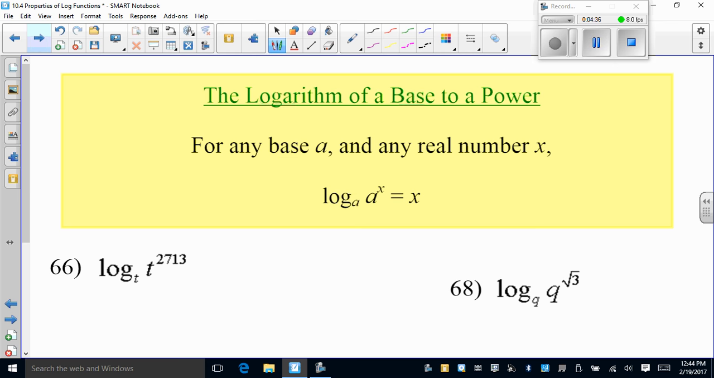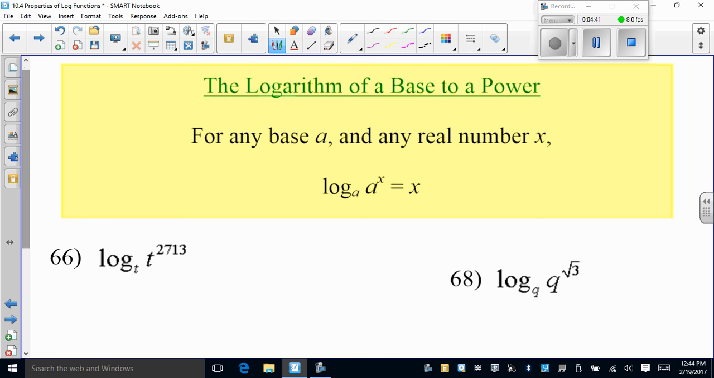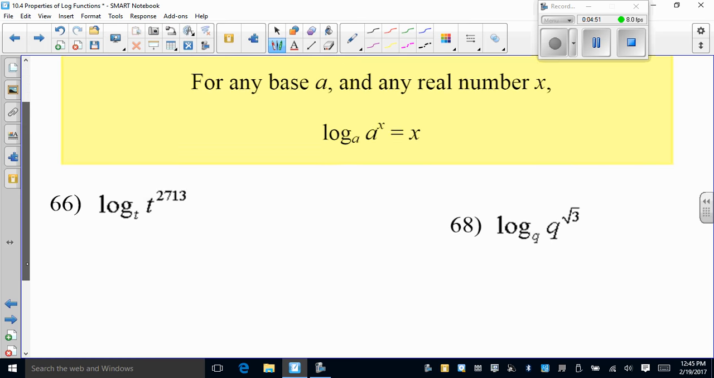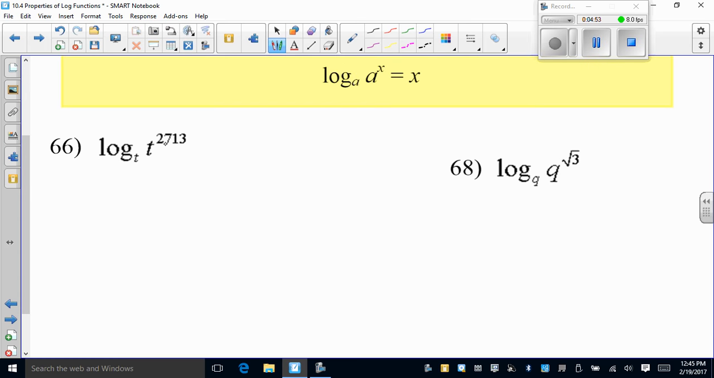Okay, so this one here, I am going to show why this one is such. The logarithm of a base to a power, for any base a and any real number x, log base a of a to the x is just simply x. Well, this one is an easy one because we can use the power rule. So this one here, according to that statement, the answer is going to be 2713. Well, let's show you why. Power rule tells me I can bring the power forward. So this is 2713 log base t of t.